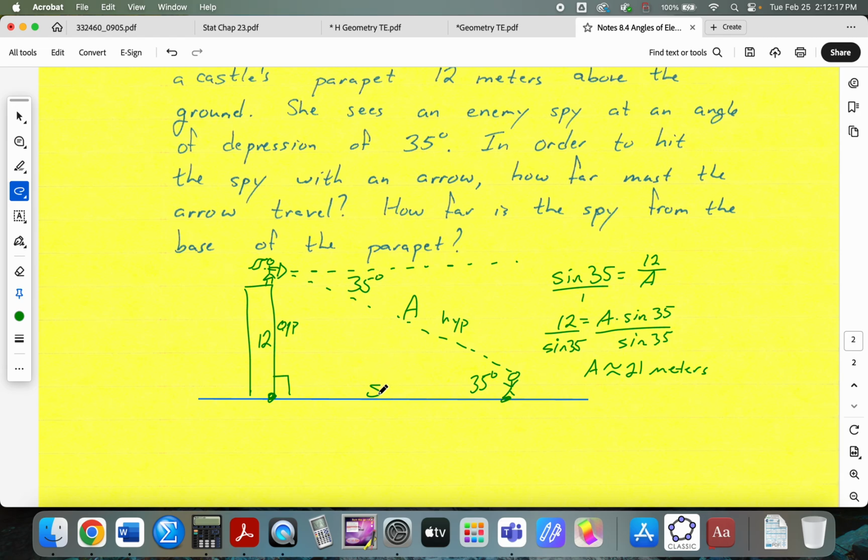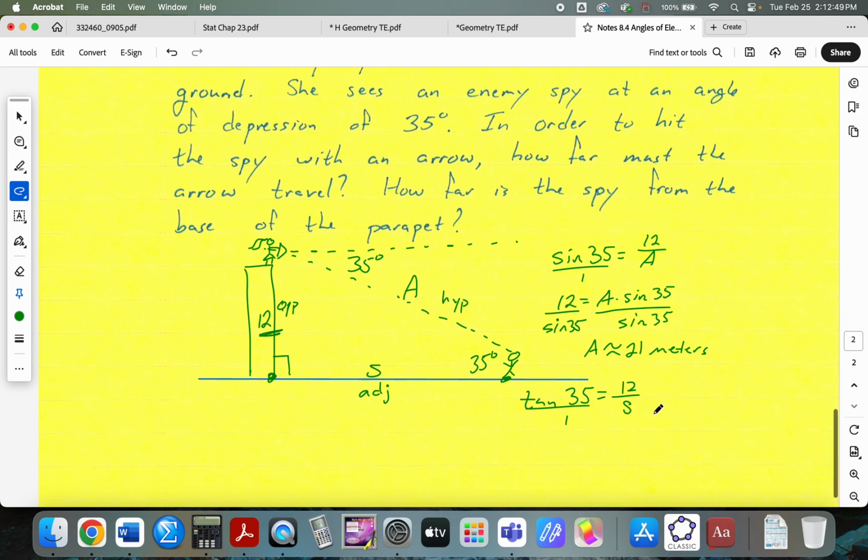Now, if we want to find out how far the spy is from the base of the parapet, well, that's the adjacent leg. So I'm going to go back to this. I don't want to use A because I've rounded that off. It's a bad idea to use a rounded answer to find something else. So I've got opposite and adjacent. That's tangent again. Tangent of 35 is equal to 12 over S.